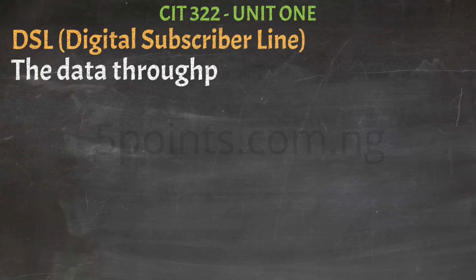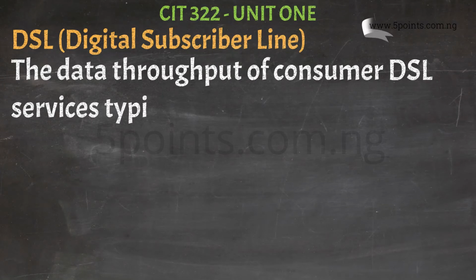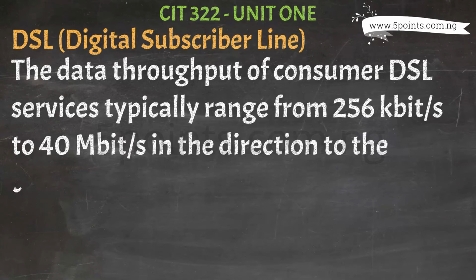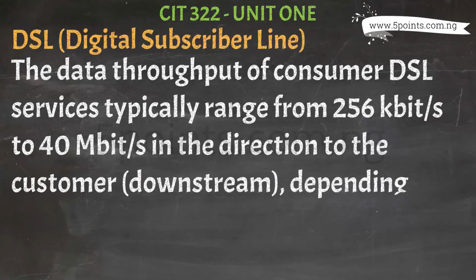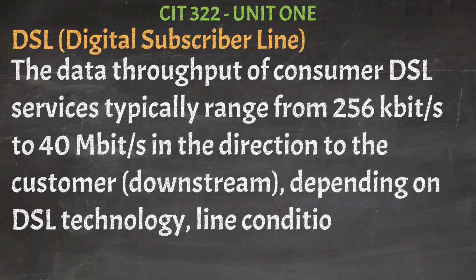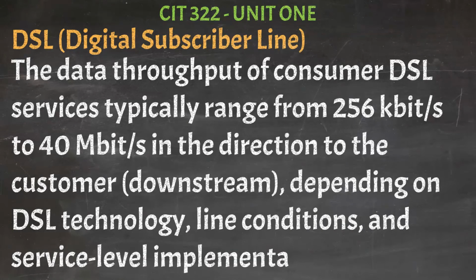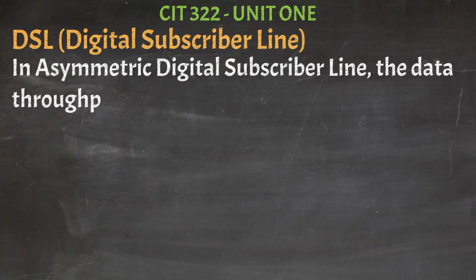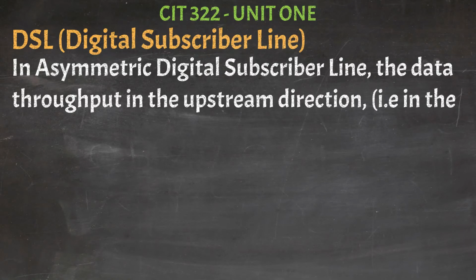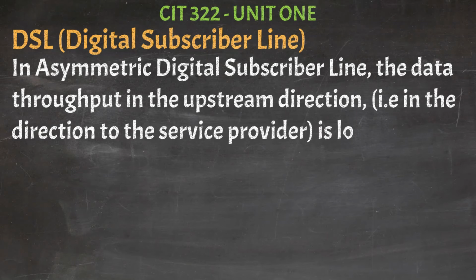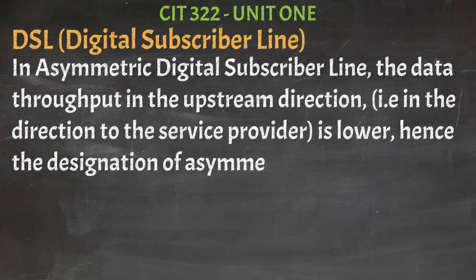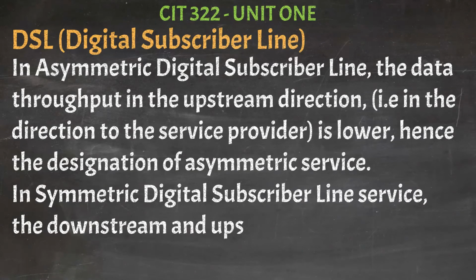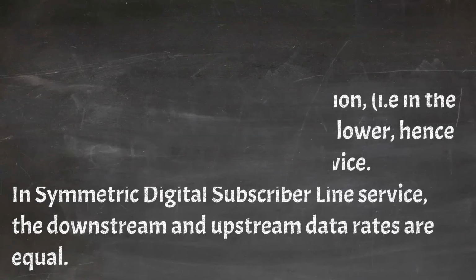The data throughput of consumer DSL services typically ranges from 256 kilobits per second to 40 megabits per second in the direction to the customer, downstream, depending on DSL technology, line conditions, and service level implementation. In asymmetric digital subscriber line, the data throughput in the upstream direction, that is, in the direction to the service provider, is lower, hence the designation of asymmetric service. In symmetric digital subscriber line service, the downstream and upstream data rates are equal.